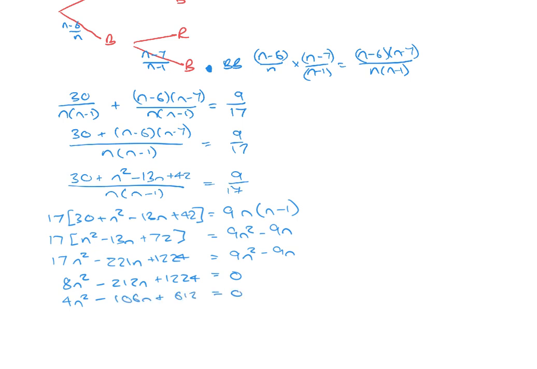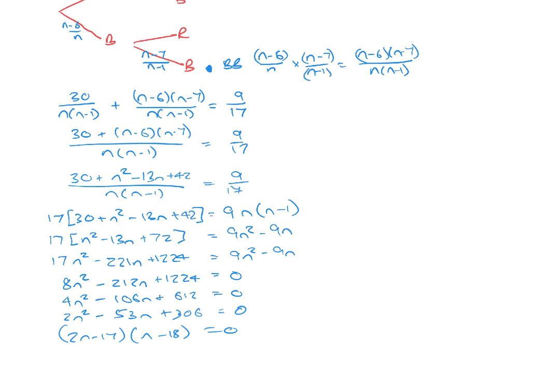Oh, they're all even, so I'll just do the same again. 2n squared minus 53n plus 306 equals 0. Now, you might not be able to spot how to factorize that. I'm not sure I could spot how to factorize that. It does actually work out to be 2n minus 17 multiplied by n minus 18 equals 0. I wouldn't stress myself too much with that in the exam. If you can't spot it pretty quickly, use the quadratic formula.